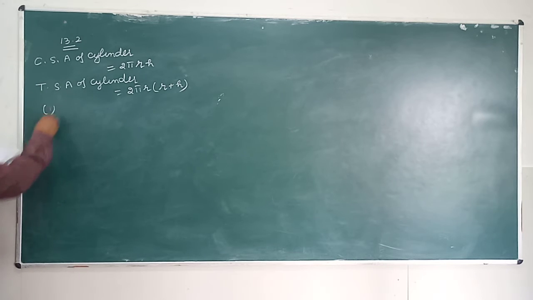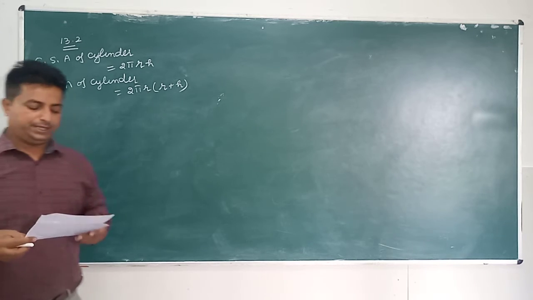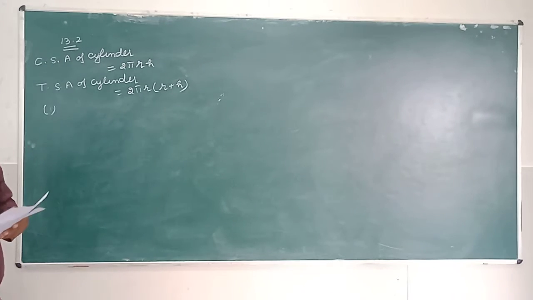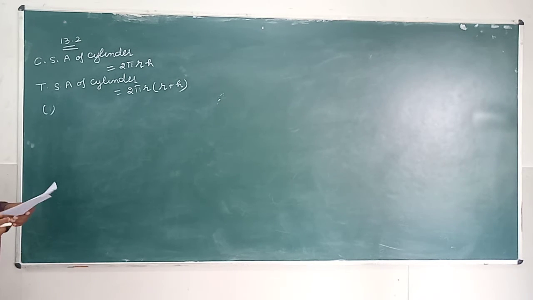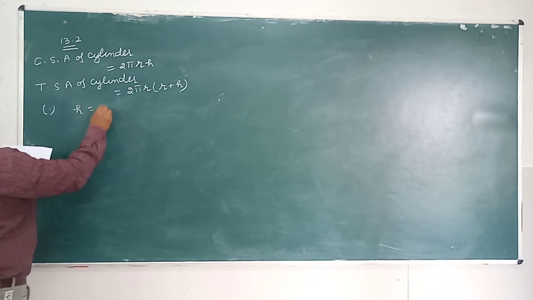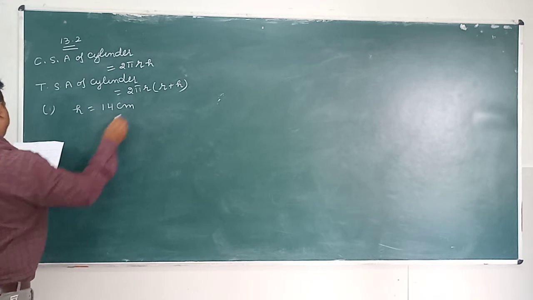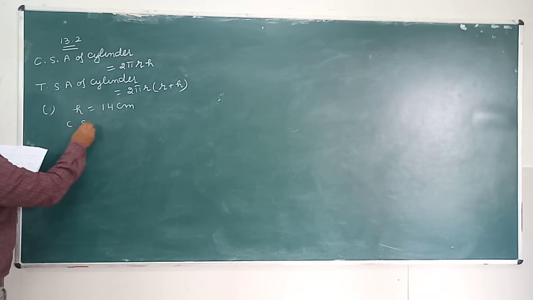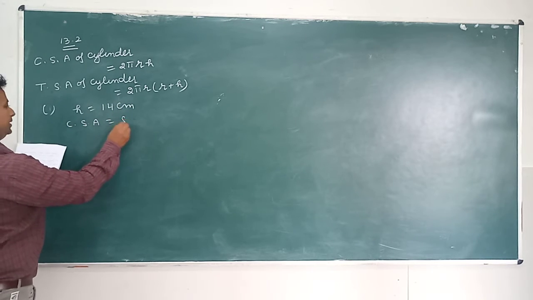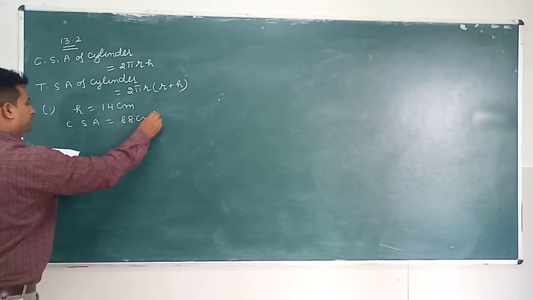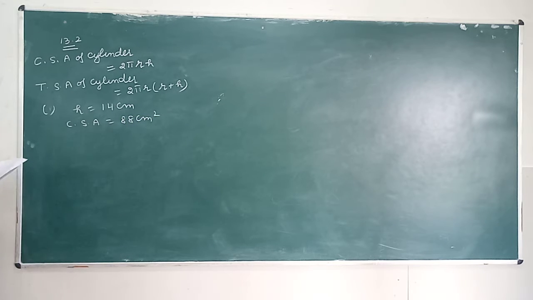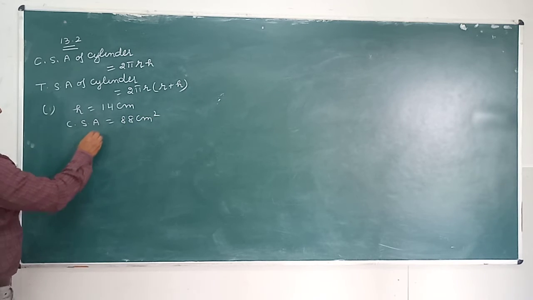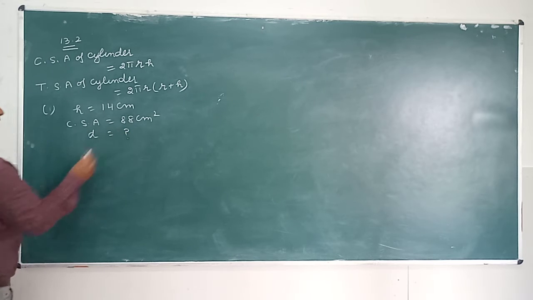In question number 1, the statement is: the curved surface area of a right circular cylinder of height 14 centimeter is 88 centimeter square. The question is to find the diameter of the base.